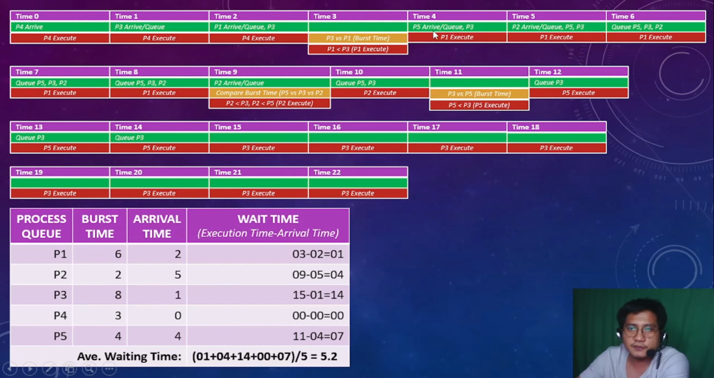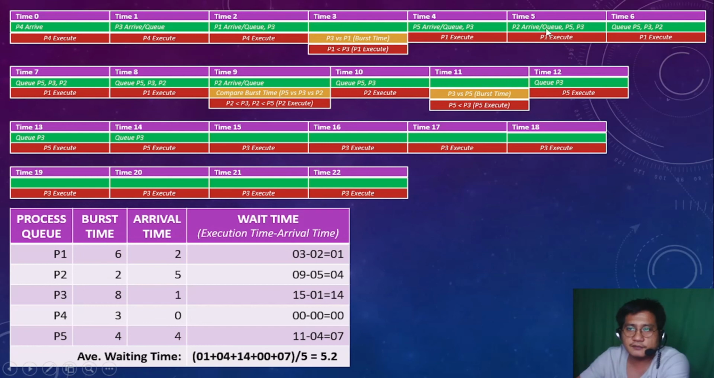Then at time 4, process 1 is still in execution, while another process arrives at around time 4, and that is process 5, as you can see here in the table below. So process 5 with burst time 4 has arrived at time 4. This is why we add P5 in the green block, and then add it to the queue next to process 3, which is in the queue, while process 1 is still in execution.